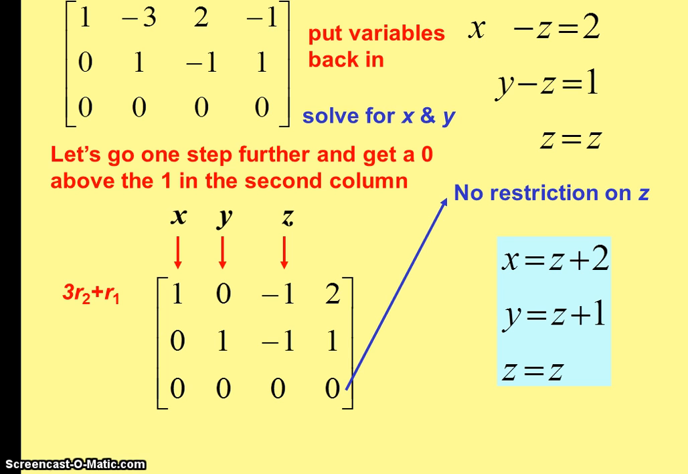And so it's an infinite amount of solutions, but they all have to follow this. So we could say maybe z is 2. Well, that would make y 1 greater than 2, so y would have to be 3. And x would have to be 2 greater than 2, so x would have to be 4. That would be one example of a solution to this system. But there are many, many others out there as long as they follow this pattern.